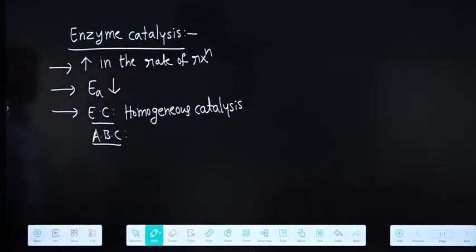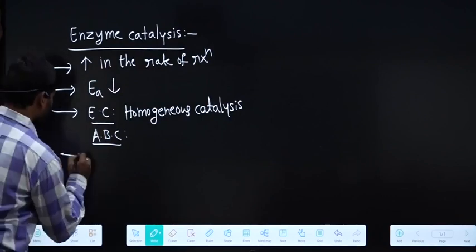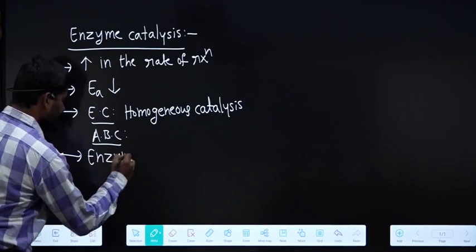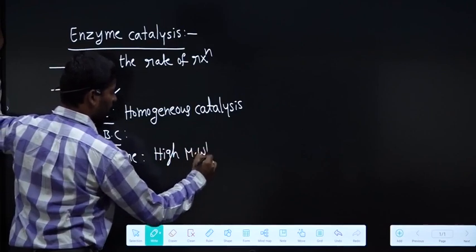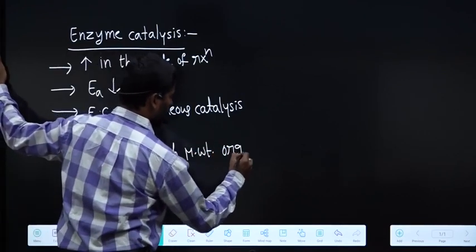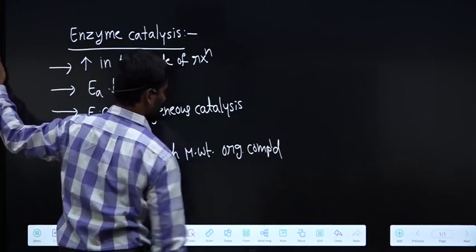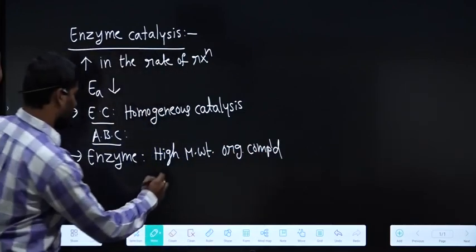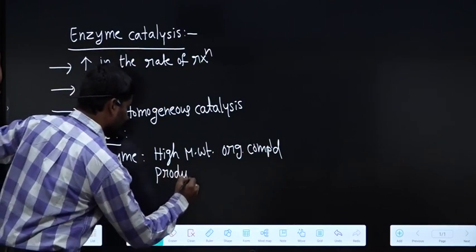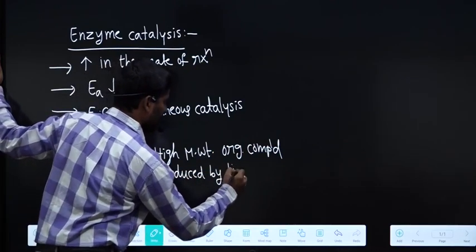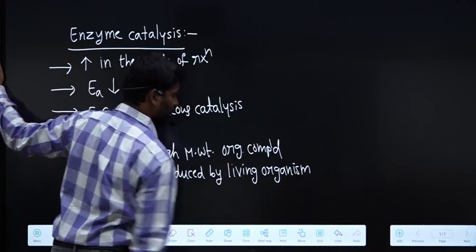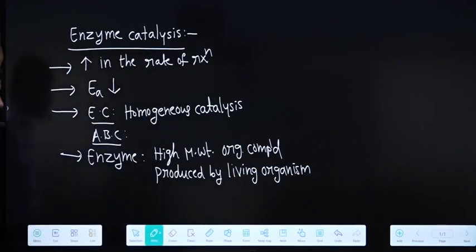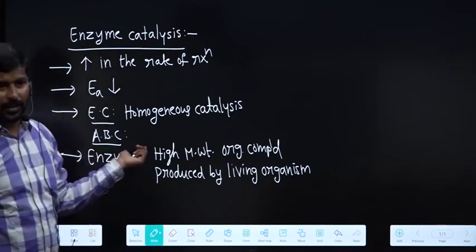So enzyme catalysis is an example of homogeneous catalysis. What is an enzyme? It is a biomolecule or high molecular weight organic compound produced by living organisms. So enzymes are biomolecules or high molecular weight organic compounds, produced by living organisms. They catalyze many biological reactions.